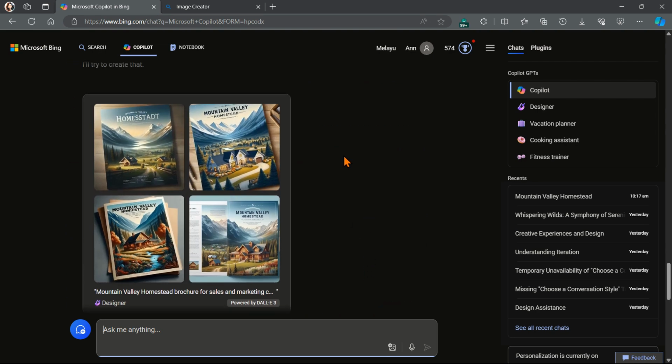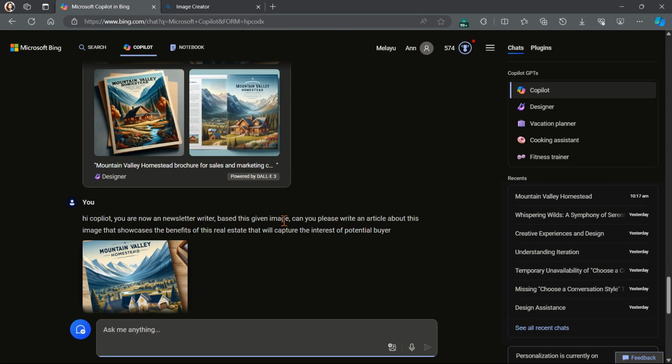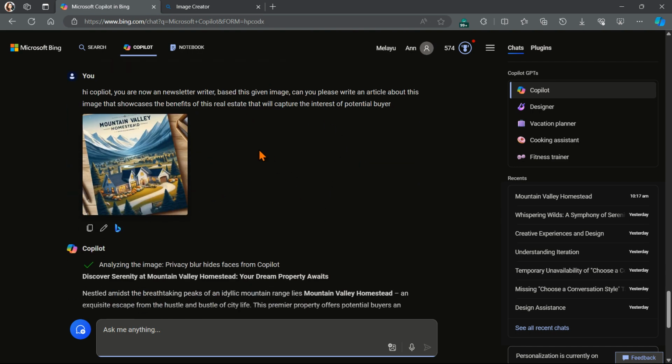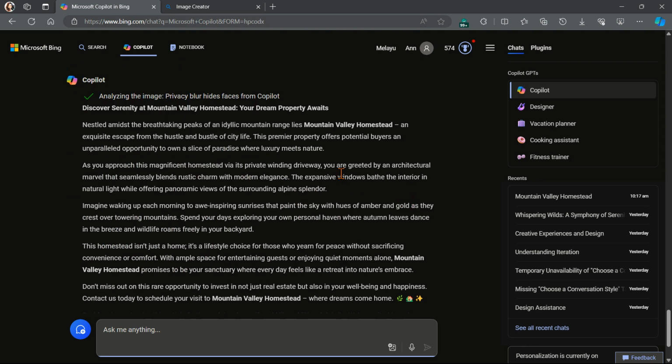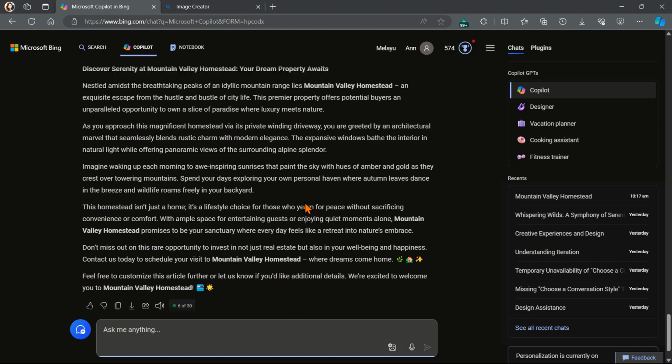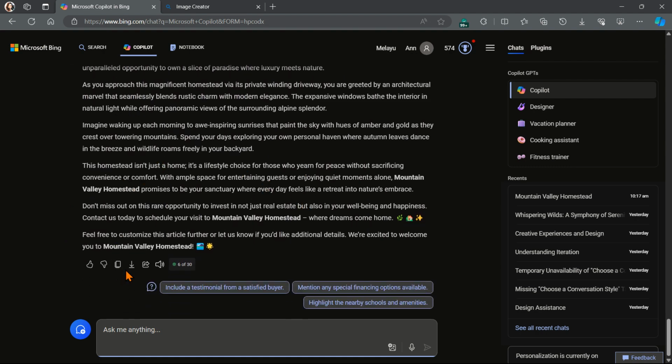Now, after generating the image, I want to write a newsletter about either one of these images. So I assign Copilot a new role again, as a newsletter writer. Given this image, I want Copilot to write me a newsletter to showcase this piece of real estate that will capture the interest of potential buyers. So this text over here is the output. Now, of course, if you think it's good, you can download, copy or export.